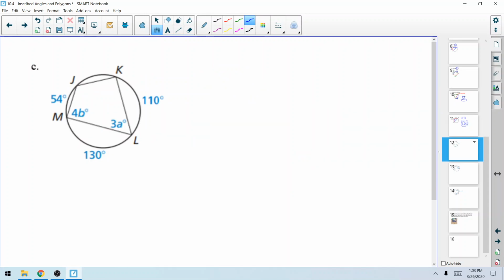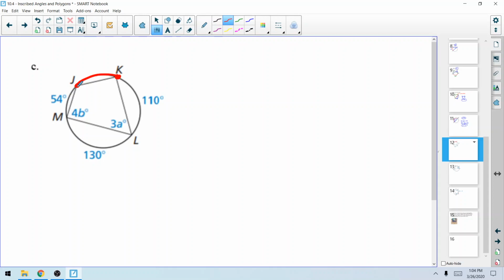Letter C. We have to find the value of A, we have to find the value of B. We know that JM is 54. We know that ML is 130. We know that LK is 110. We don't know JK. So there's a couple ways we can start this. The first thing I'm going to do is look at this JK, and I'm going to say I'm probably going to need that.